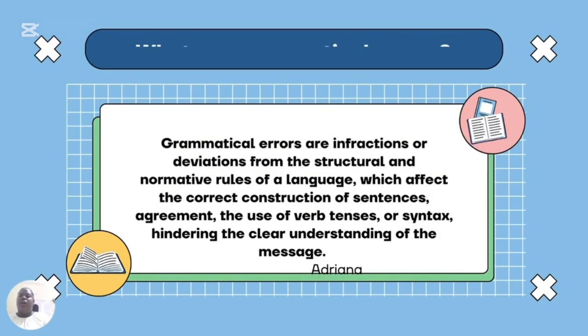And first, who remembers what grammar errors are? Grammar errors are infractions or deviations from the structural and normative rules of a language, which affect the correct construction of a sentence, its arrangement, the use of verbs, or syntax, hindering the clear understanding of the message.